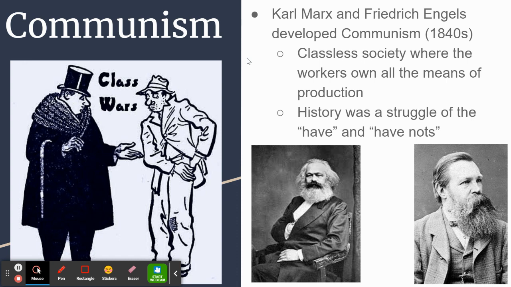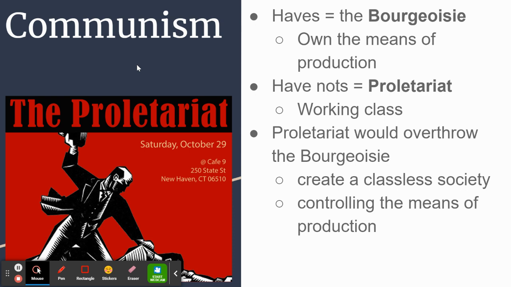And they think that history has been a struggle between two classes, the people who have wealth and the people who don't have wealth. And they are very revolutionary because the utilitarians, the socialists, and the capitalists, they accept that class structure, that pyramid that we went over, where there is the working class on the bottom, then the middle class, and then the upper class. The communists want to kind of blow that whole thing up and make a new society. And the way they think this is going to happen is the two classes are essentially going to go to war against each other.